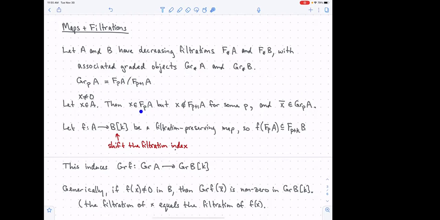So this is the last one that contains x, and then what you can study is x-bar in this quotient. Because x is in F^p A, there's an x-bar in Gr^p of A. Notice though that this is a funny behaved function in terms of sources and targets, because you start with something in A, but where it lands depends on its properties with respect to the filtration.